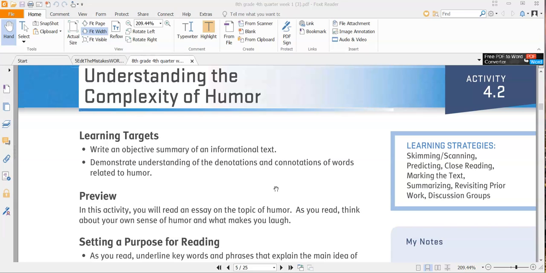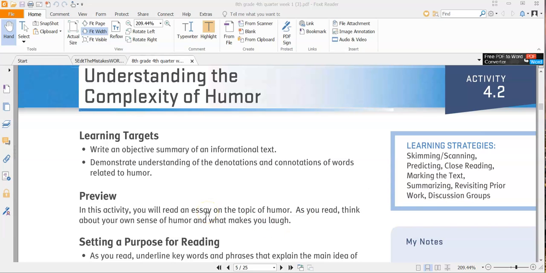Our learning targets are to write an objective summary of an informational text and to demonstrate understanding of the denotations and connotations of words related to humor. All right? Your learning strategies are going to be skimming and scanning, predicting, close reading, marking the text, summarizing, and revisiting prior work. Don't worry about the discussion groups part, because with the online modality, we can't really facilitate that very well.